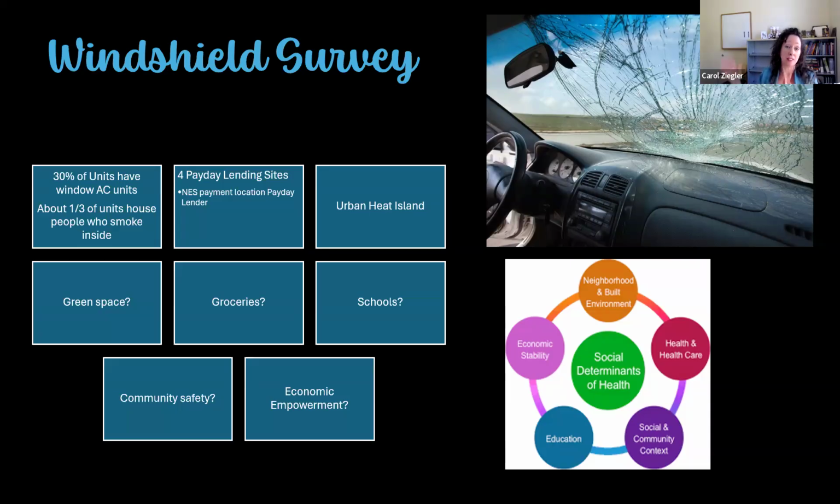And then we connect that back in other courses to commercial activities, climate change, carbon emissions, right? So we're sort of trying to tie all these loops together throughout the program. We talk about urban heat island effect, green space, groceries, schools. Again, all these pieces, we then connect back to those social determinants, which gives the students ideas for areas of focus for their projects.